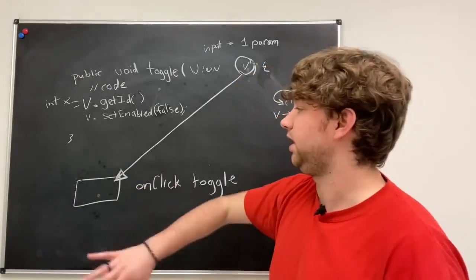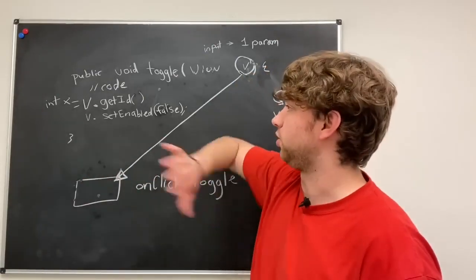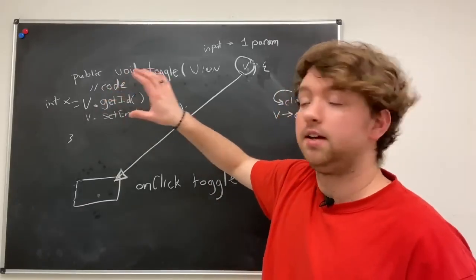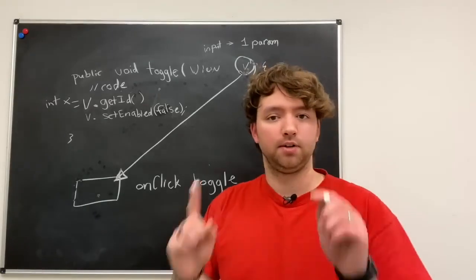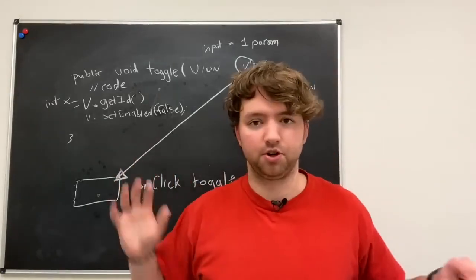So pretty much any of the visual stuff you would do with the button, you could also do in code, and you get a reference to that button because it's passed in here. Now, here's the cool thing. All right, let me clean up some of this junk here.